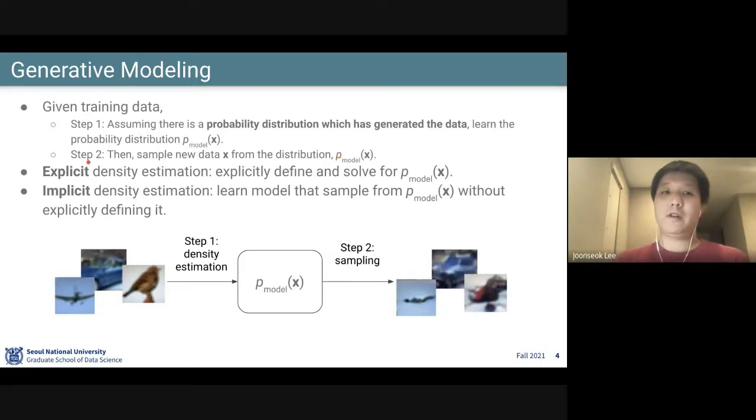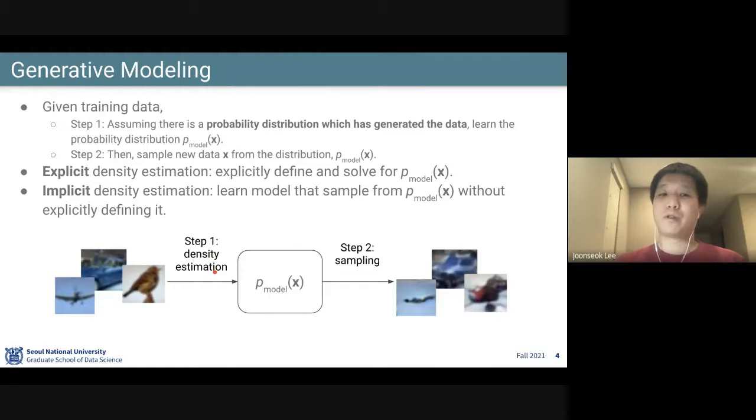We can either explicitly estimate those densities, so we actually have this P(X) in hand, or we sometimes don't need to estimate those densities explicitly, but we just want to sample other plausible images from that distribution, even though we don't have any mathematical formula to describe it.